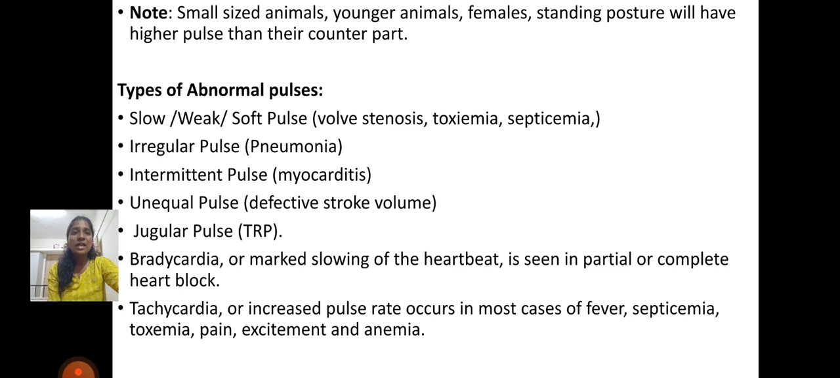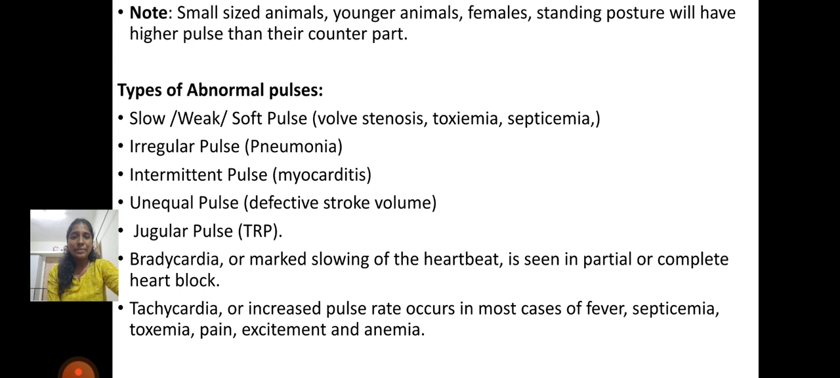Small-sized animals, younger animals, and females, and a standing posture will have higher pulse than their counterparts. Types of abnormal pulses. Slow, weak, or soft pulses in case of Wolff stenosis, toxemia, and septicemia. Irregular pulse in case of pneumonia. Intermittent pulse in myocarditis. Unequal pulse in defective stroke volume.